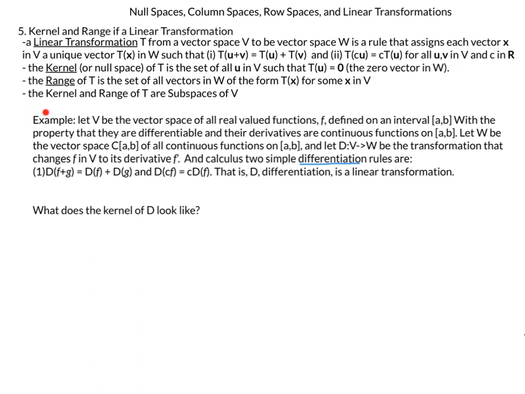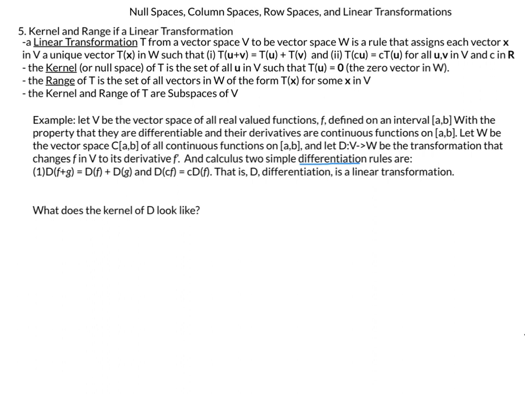Our first example of linear transformation will be differentiation. So let V be the vector space of all real-valued functions f, defined on an interval [a, b], with the property that they are differentiable and their derivatives are continuous functions on [a, b]. Then let W be the vector space C[a, b] of all continuous functions on [a, b], and let D be the differentiation function that goes from V, the space of all real-valued functions with derivatives, mapping to W, the set of all continuous functions. That will be the transformation that changes f in V to its derivative f prime.